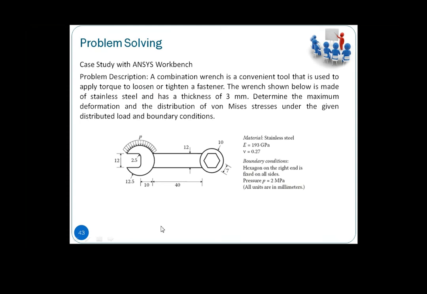Right. So if you have a wrench, as you've seen here, we can actually analyze it using a two-dimensional model. In this case, it's made of stainless steel with a thickness of 3 mm. So we want to determine the maximum deformation and the distribution of the stress, equivalent stress or von Mises stresses, under the given distributed load and the boundary conditions.